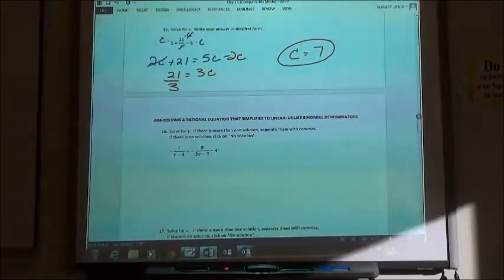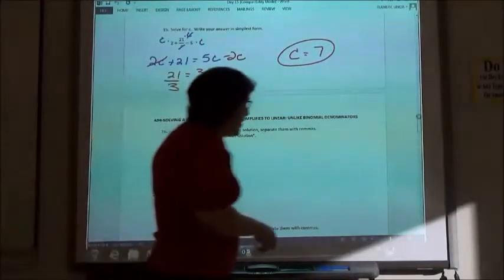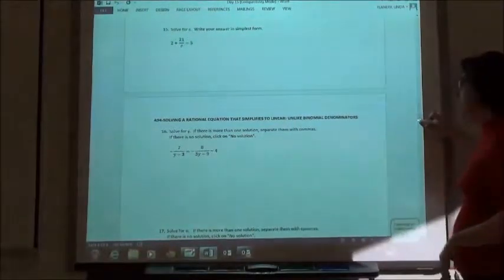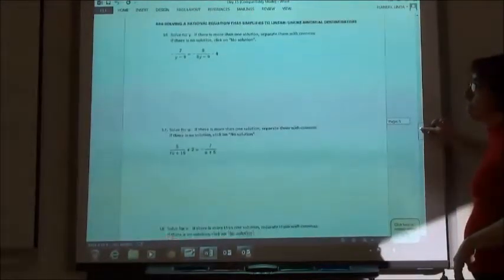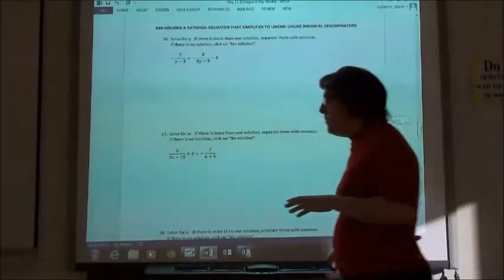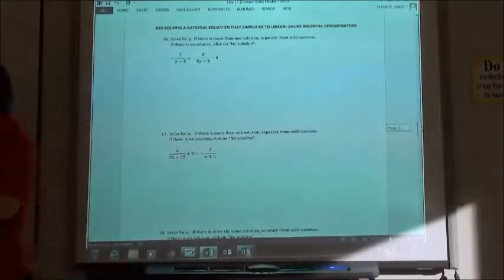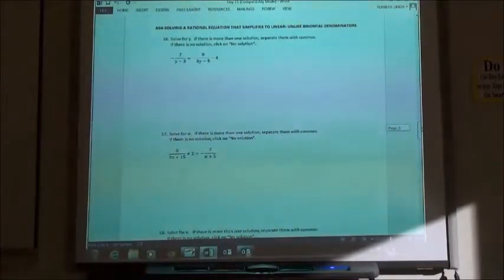All right, so those were the easier ones. Now we're getting to the little harder ones. Same idea behind them. We want to multiply by the common denominator so that we can cancel out our fractions.